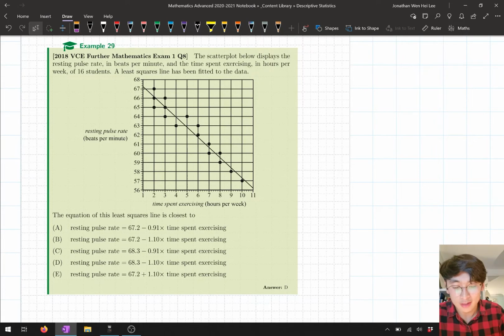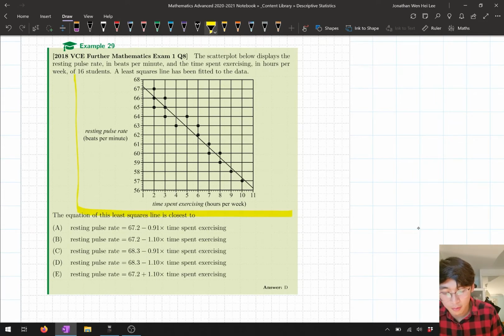Let's have a read. The scatter plot below displays the resting pulse rate in beats per minute and the time spent exercising in hours per week of 16 students. The least squares line has been fitted on the data. What we need to do in this question is, so here we've got our scatter plot, and they've also drawn on for us the least squares regression line.